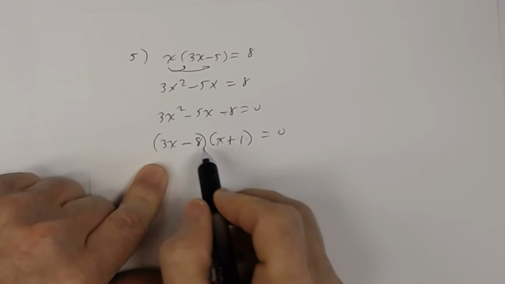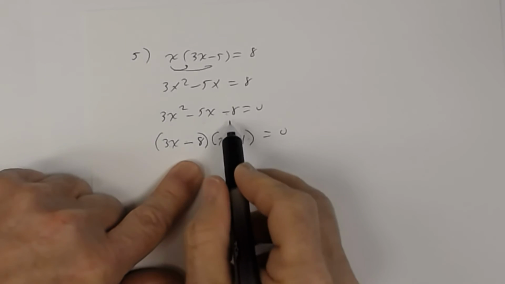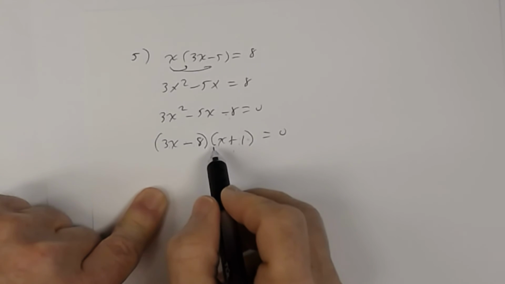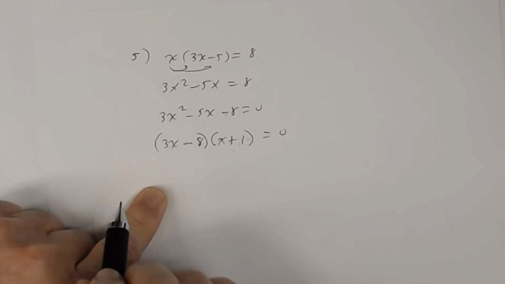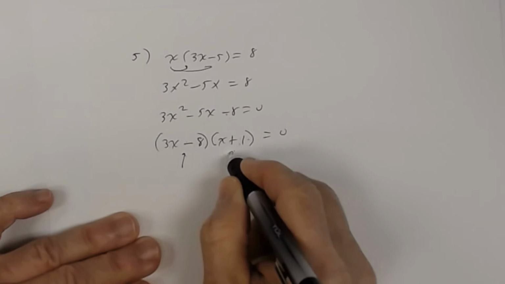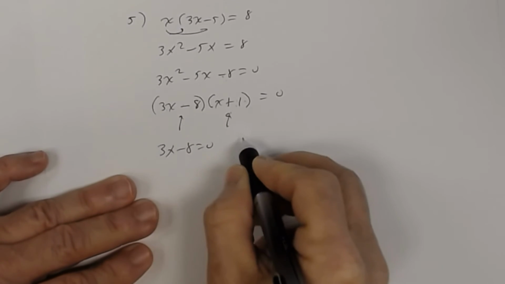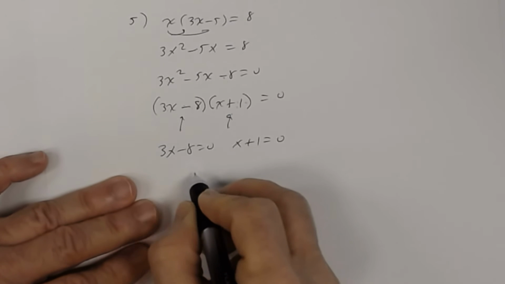3x times x is 3x squared. A negative 8 times a positive 1 is a negative 8. The outer is 3x. The inner is negative 8x. When I add them up, I get negative 5x. Now I'm going to set each of these equal to 0. So I get 3x minus 8 equals 0. X plus 1 equals 0.